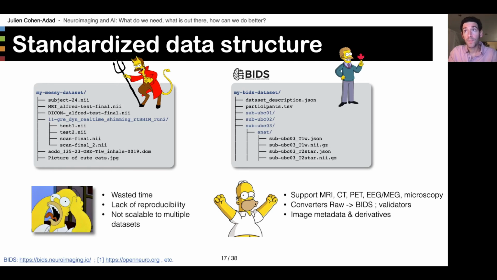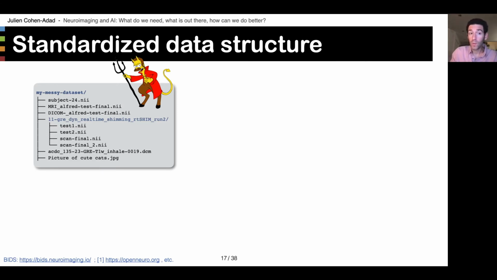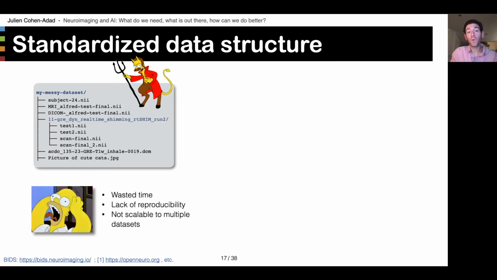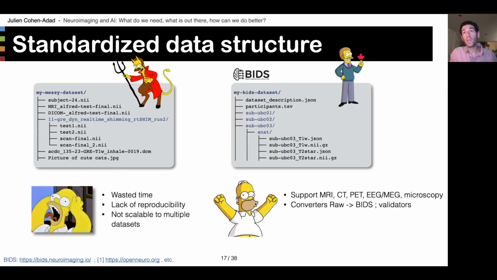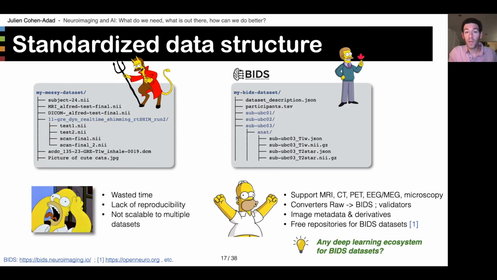Last but not least, the neuroimaging community has been putting together repositories that are free to use for everyone who would like to share a BIDS dataset. So this standardization initiative also comes with an increasing amount of shared and curated datasets, which is great. Now, what would be really cool is if there was a software ecosystem that would be compatible with BIDS datasets.